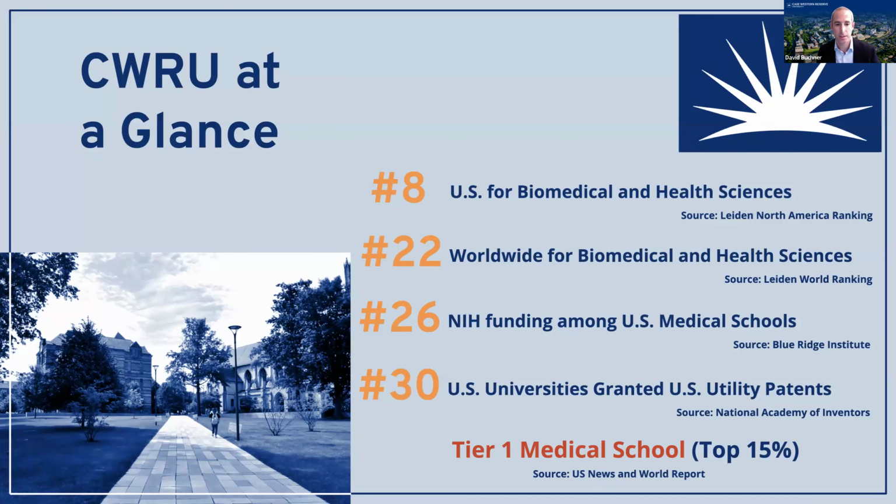And actually, we're talking about the computational genomics program here. So for genetics funding, it's a little bit higher. We're ranked #16 in the country. And we're ranked 30 for US universities that were granted utility patents.